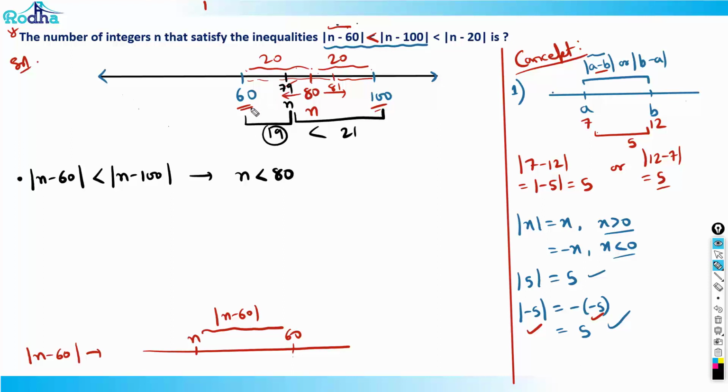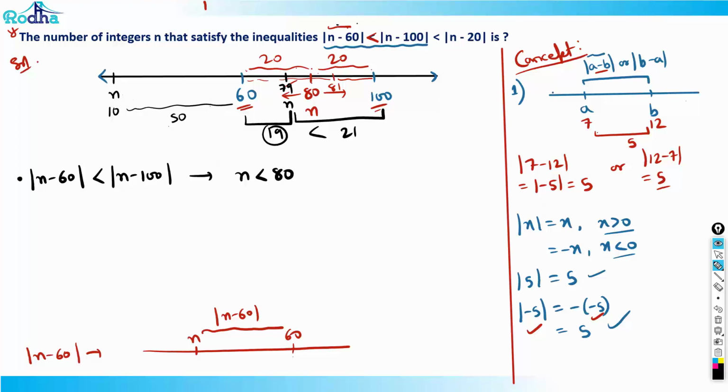Now let's try to put it on. Don't go too far actually. For example, let's say n equals 10. If n equals 10, the distance between 10 and 60 is 50. So obviously this distance is greater.